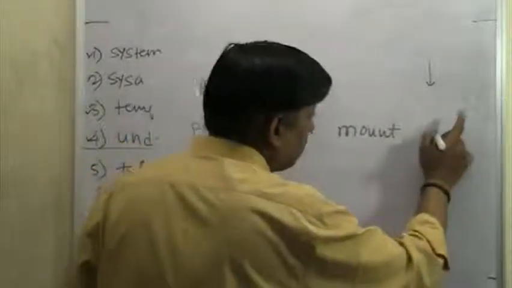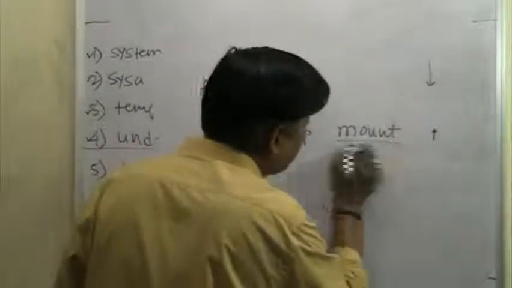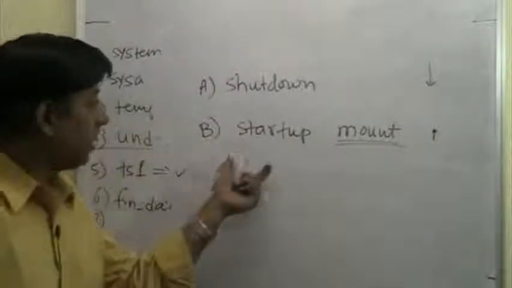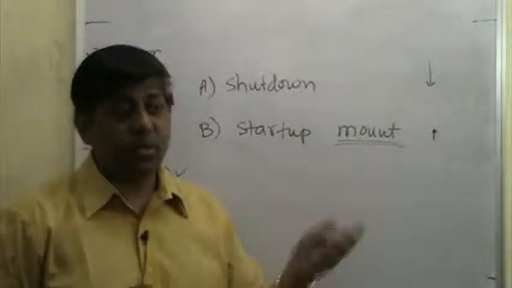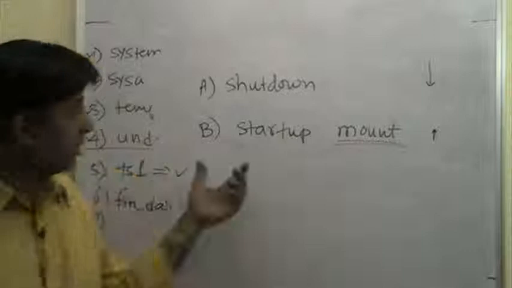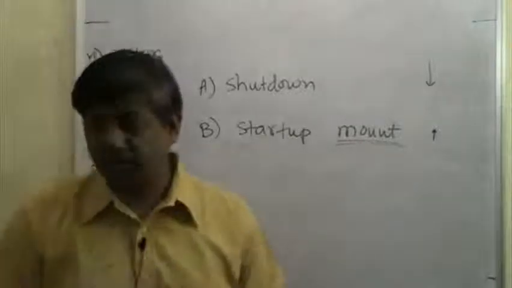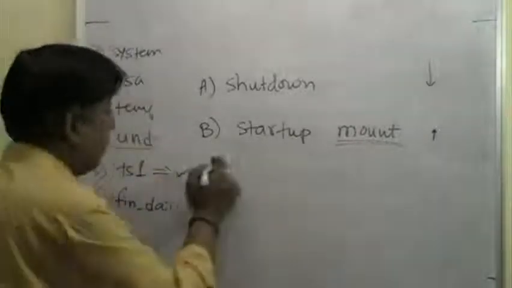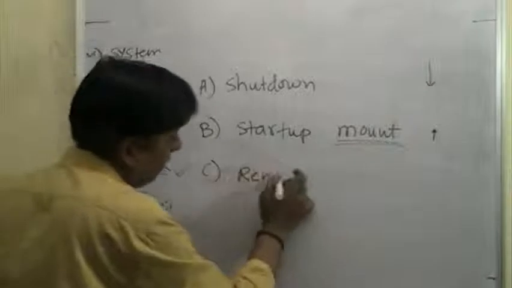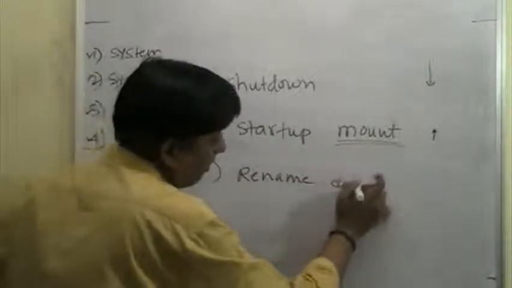After that, the database is started, but in a very special state. It has been started, but it is in a very special state. What is that special state? During this phase, we can do some maintenance activities, and these are our maintenance activities. And C is now rename the data file.